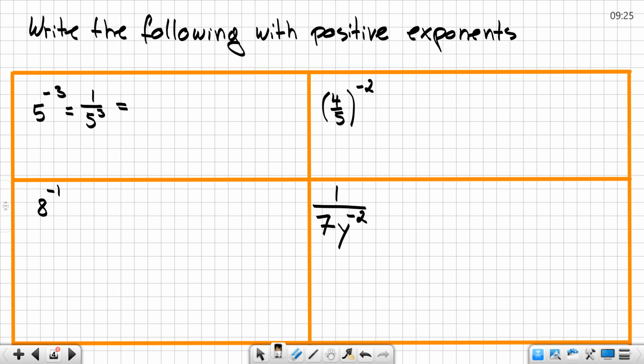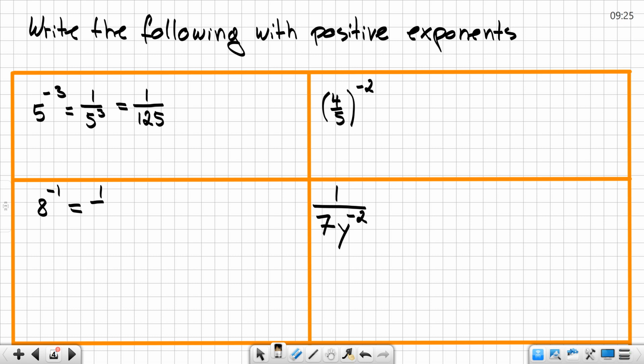And as a matter of fact, if it is something that I can simplify, in other words, multiply out, then I shall do that. 5 raised to the third power is 5 times 5, which is 25, multiplied by 5 again is 125. So 5 raised to the negative third is 1 over 125.